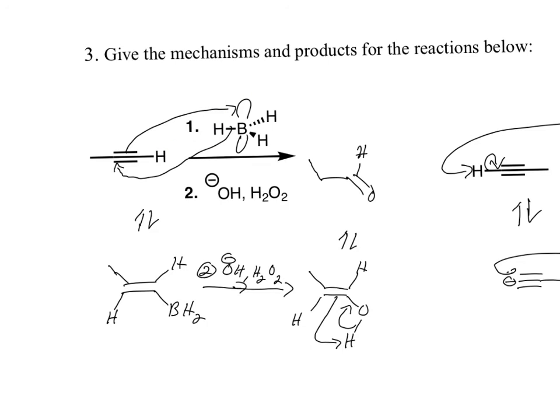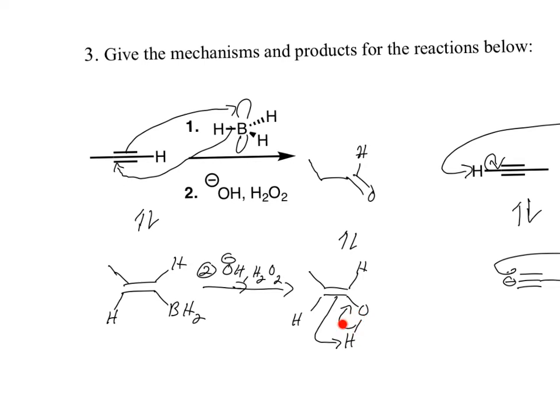2 arrows. The second step, you don't need to know the mechanism for. All you do is replace the BH2 with an OH. Then you've got to be careful here, though, because guess what you just made? An enol. And what do enols do? If you see an enol, memorize it. Very good. Pi bond takes the H.